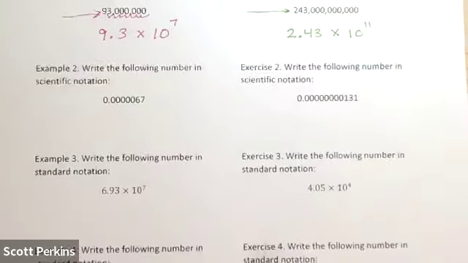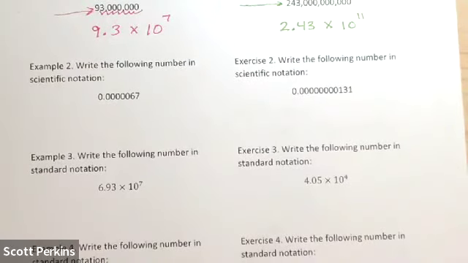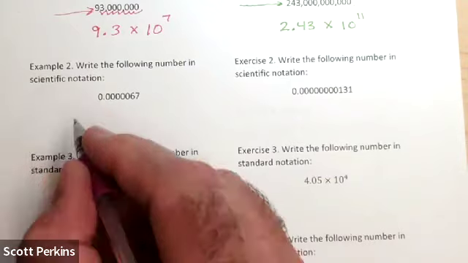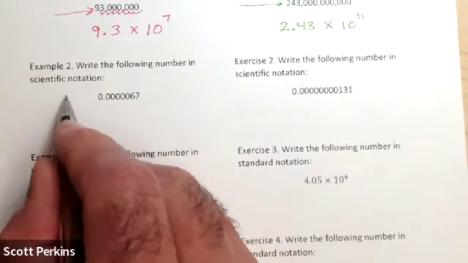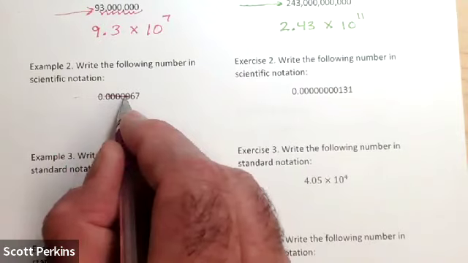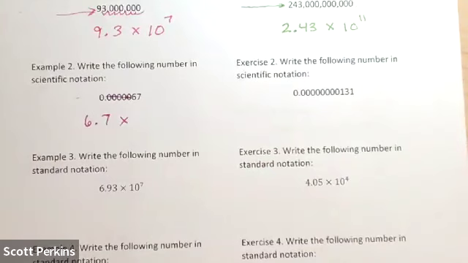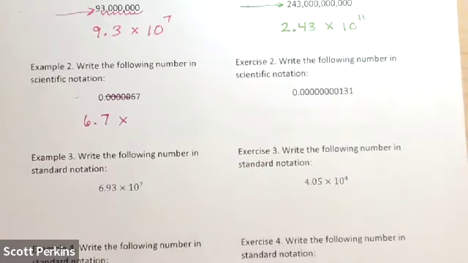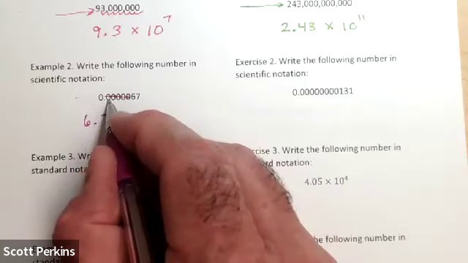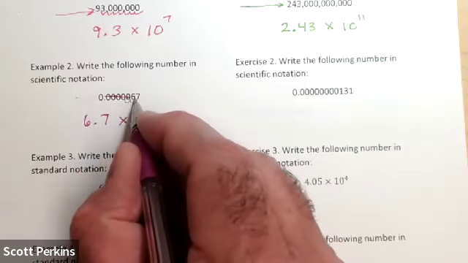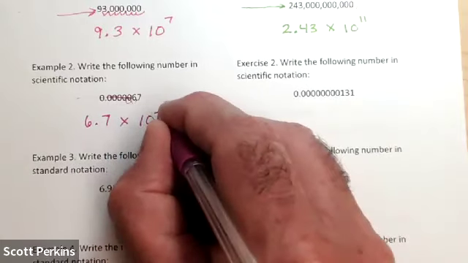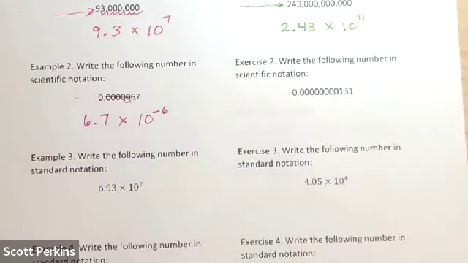Now example 2, I'm going to do the same thing with a really, really small number. Again, first thing, what's the first non-zero digit I come to? As I go this way, the first one is 6, so it's going to be 6.7 times. And now how many powers of 10? Notice we are going backwards with our decimal place, so we're going smaller. That is 1, 2, 3, 4, 5, 6. So that is 10 to the negative 6 because we're moving in the negative direction on the number line. Do the same thing on exercise 2.